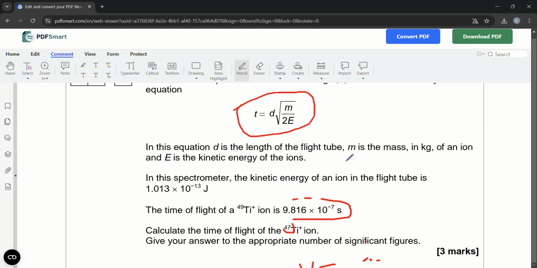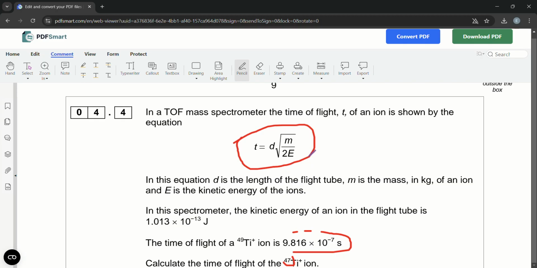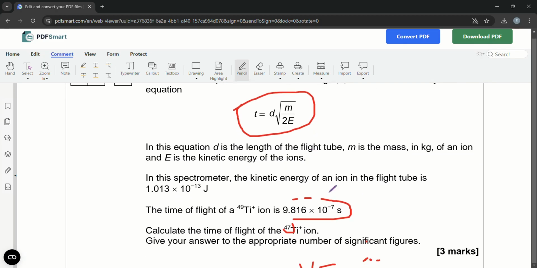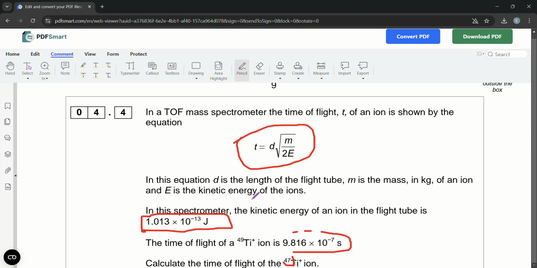We know d is the length of the flight tube, m is the mass in kilograms of an ion, and E is the kinetic energy of the ions. It's usually 2KE, but E in this case represents kinetic energy, so 2E, same thing. We know the kinetic energy of an ion in the flight tube is this, so we've got the energy. We know the time of flight of the 49 Ti plus ion is this. Calculate the time of the 47 Ti plus ion. First things first, we need the mass of the 47 Ti plus ion. This is going to be 47 divided by Avogadro's constant, divided by 1000.